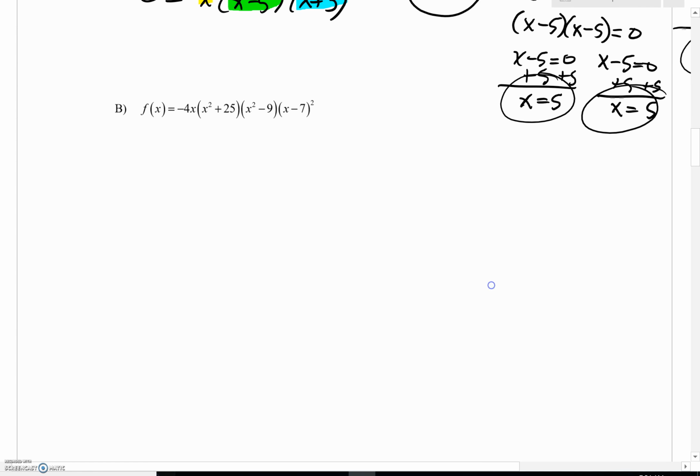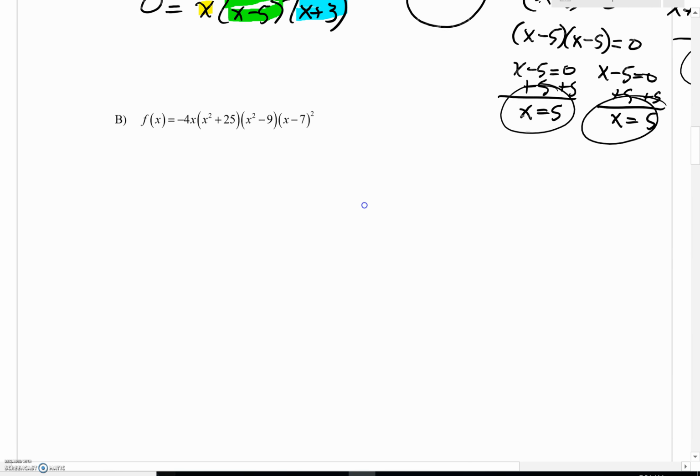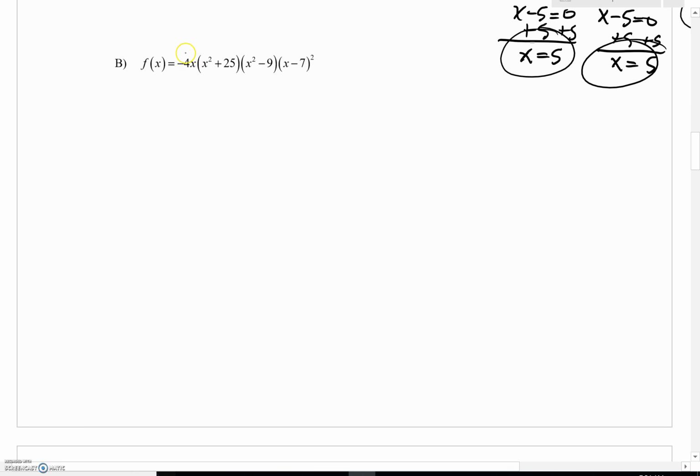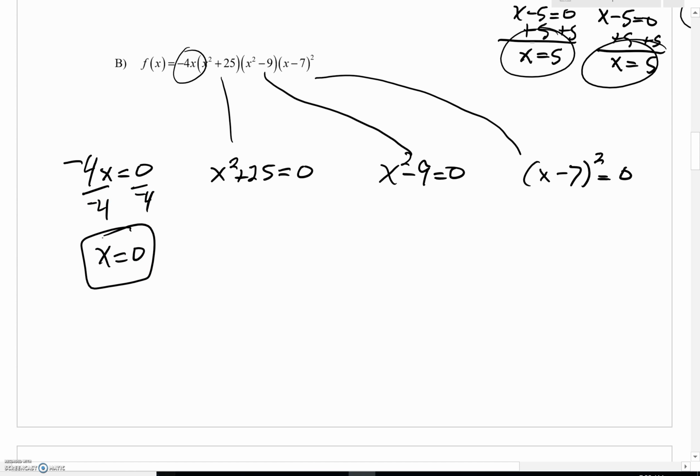Last one. This one might be the most complicated of all. And I do want to tell you that the directions are to find real solutions. So, tell you what, we can take this negative 4x and set that equal to 0. x squared plus 25, we could set that equal to 0. x squared minus 9, we could set that equal to 0. And (x minus 7) squared, we could set that equal to 0. And we have to deal with all 4 of those. Well, if I were to divide by negative 4, I'd quickly see that x equals 0.